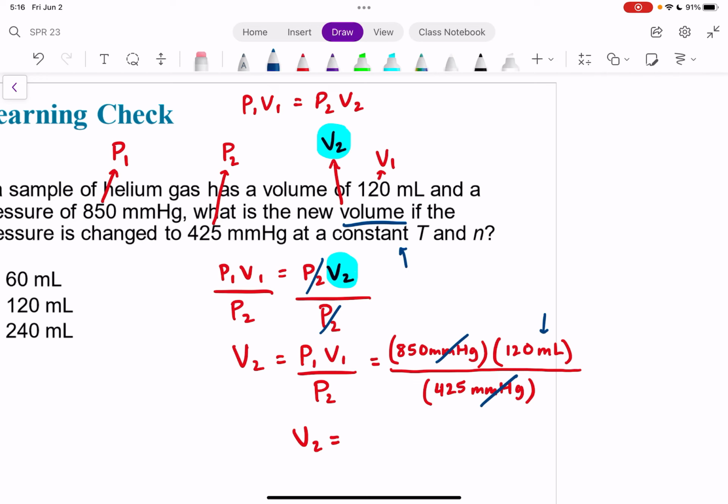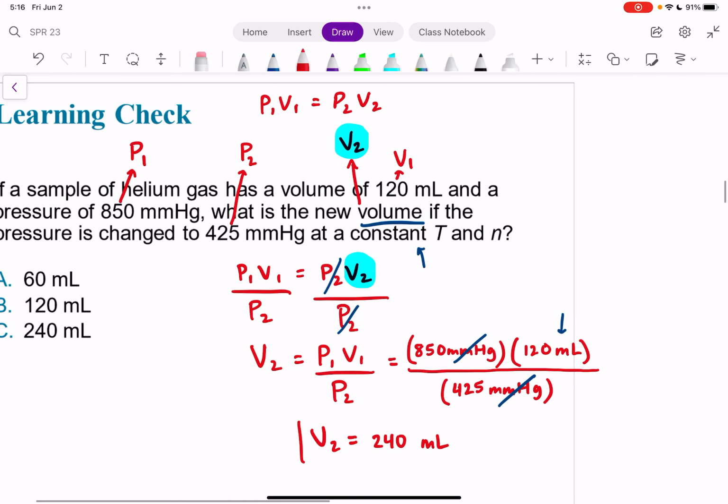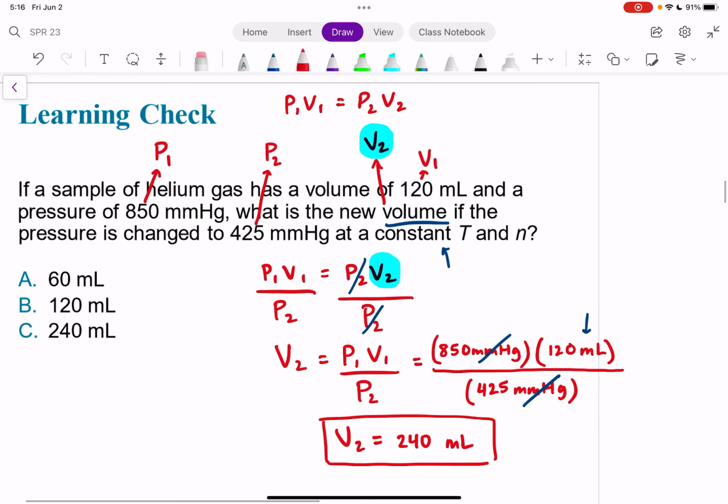All right, so let's see what that actually equals. Get a number out of this. So 850 times 120 divided by 425 is 240. 240 ml. And I see that's on my list of options, but let's just double check our sig figs just for fun. So it looks like we have 2 sig figs here, 2 here, and 3 here. So we got to go with the lowest number of sig figs because we're multiplying and dividing.